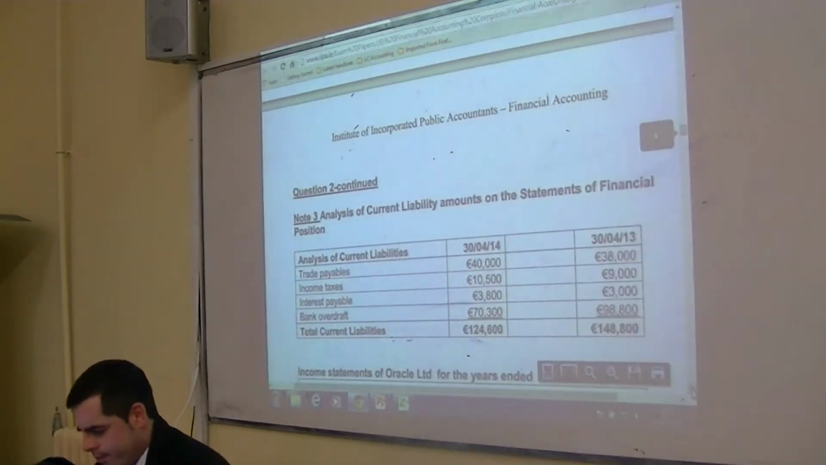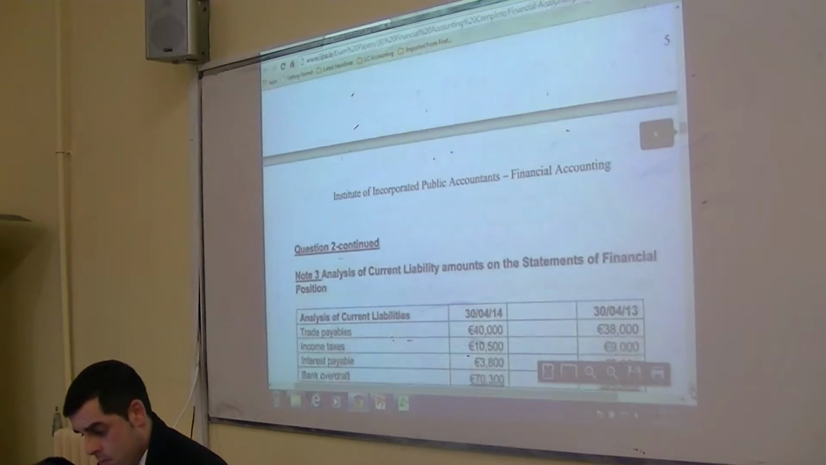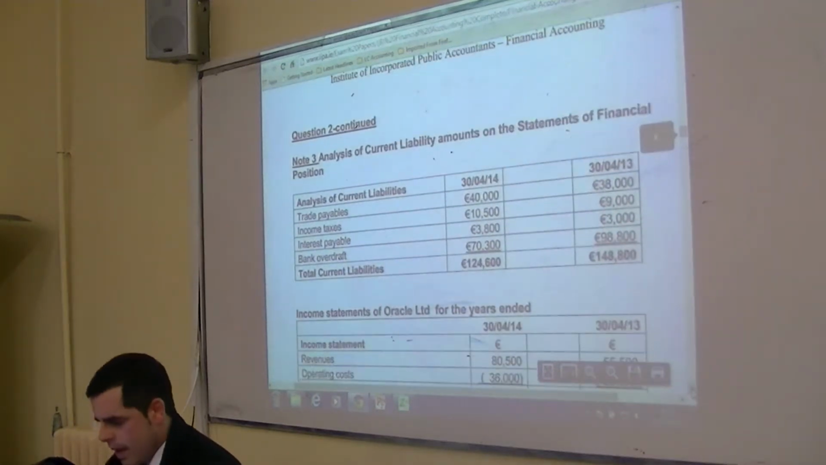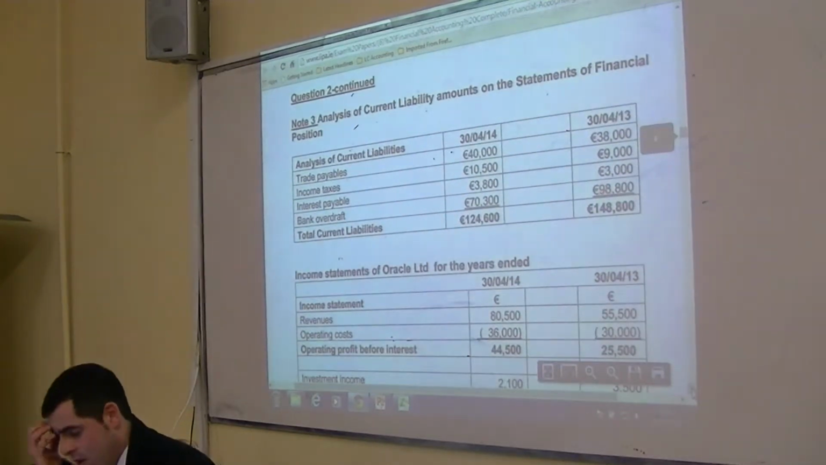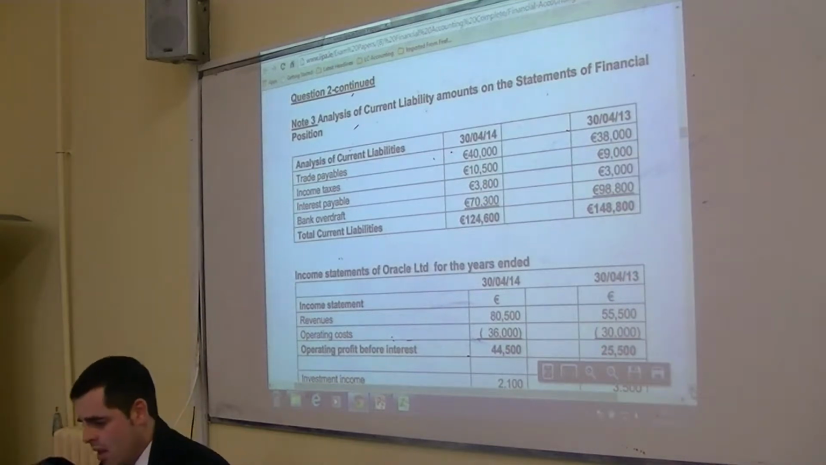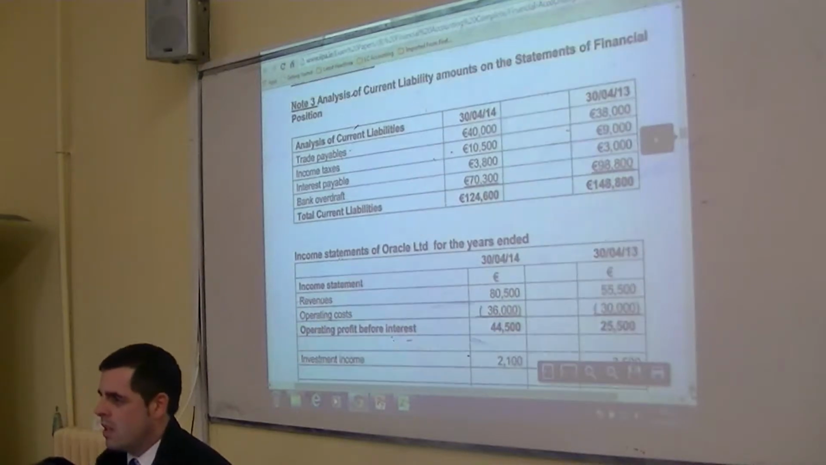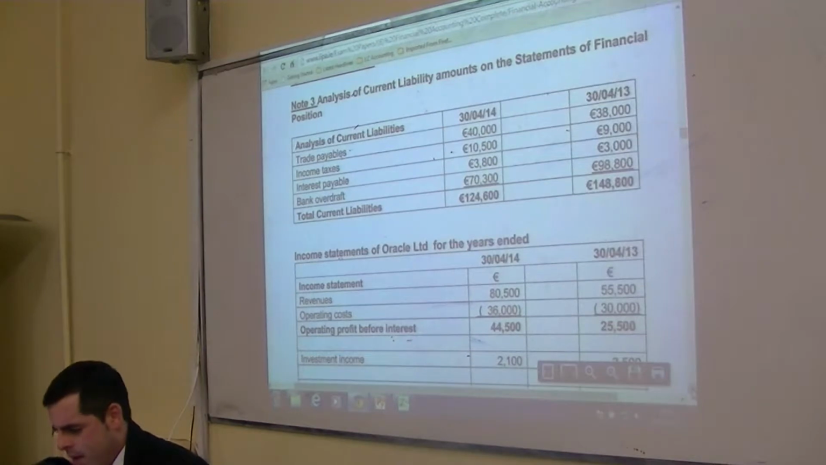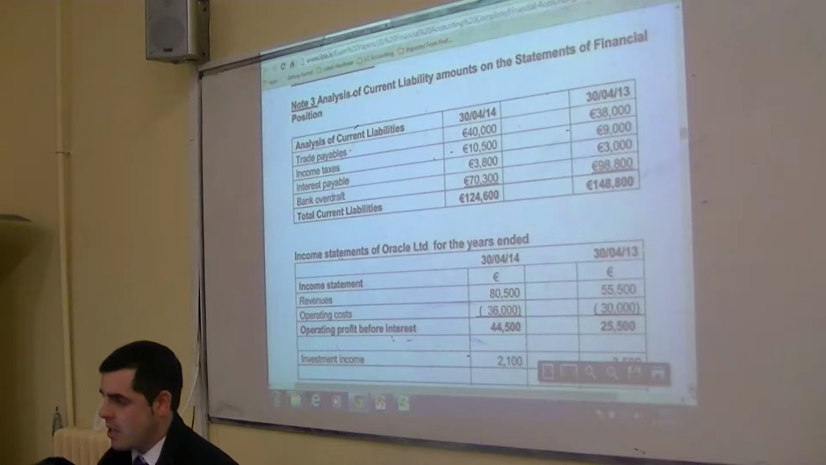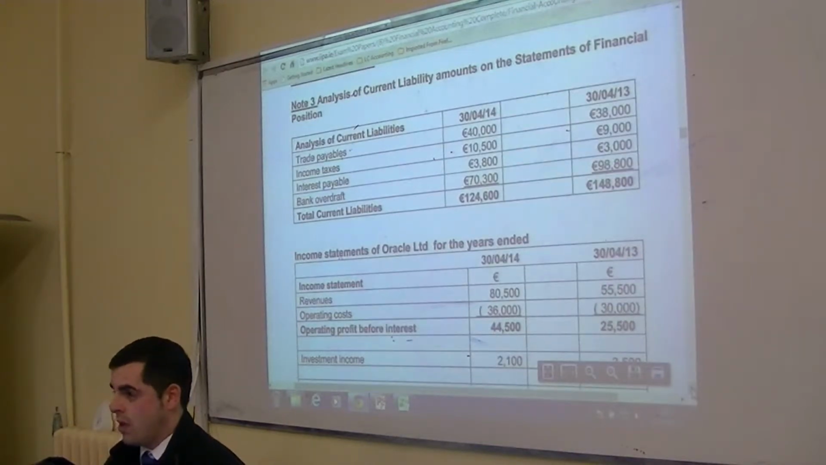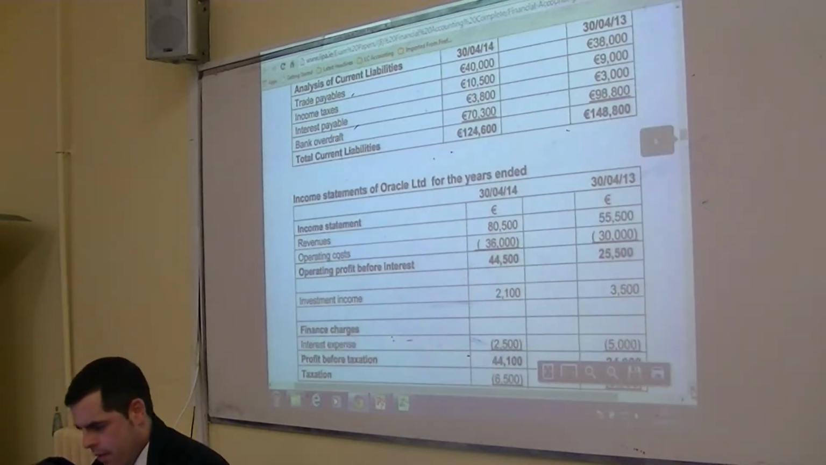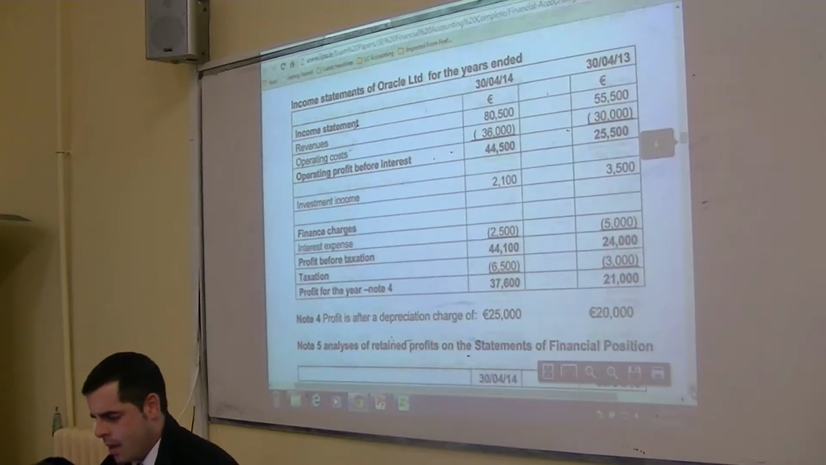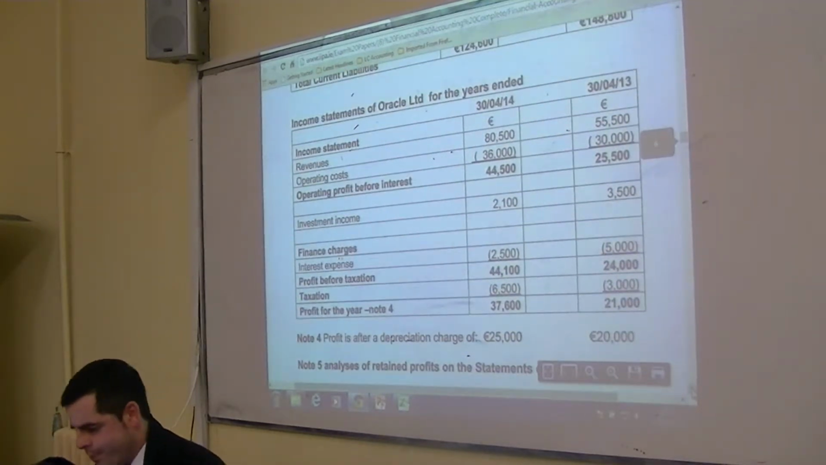Note 3 then is to do with current liabilities. So they're just listing them. We have our trade payables, income tax, interest payable, and bank overdraft. I'd say note 2 is the income statement below. So that means we have to do a tax account and an interest account. And if we go down then, we're into our income statement, and that's supposed to be note 2.